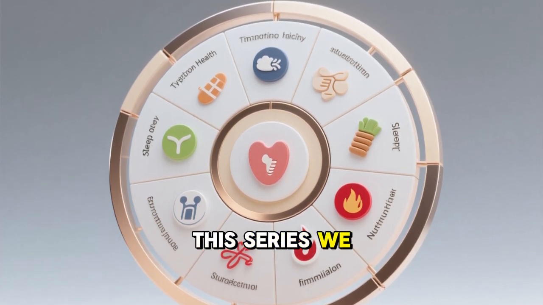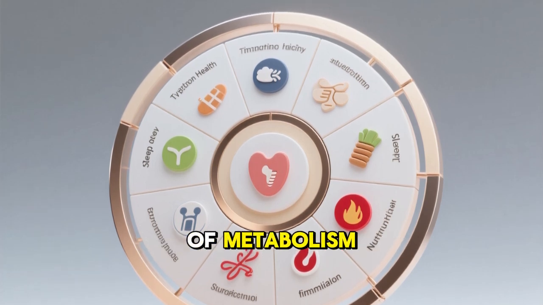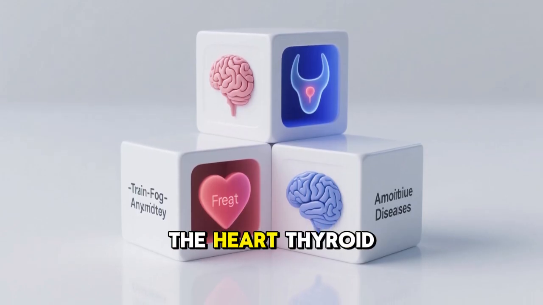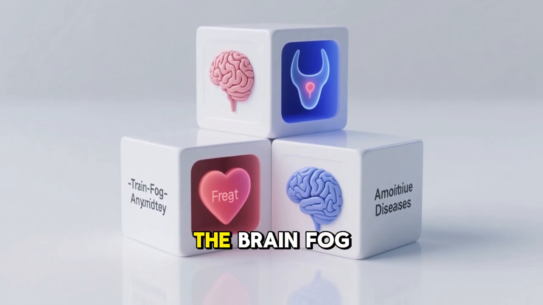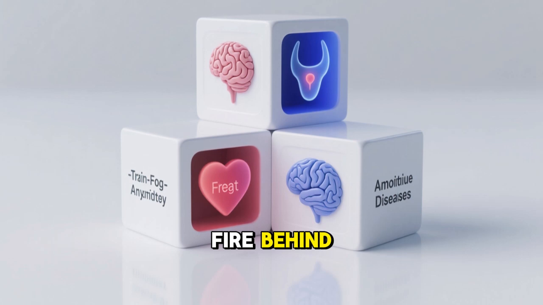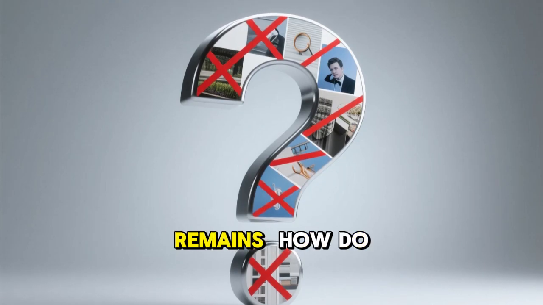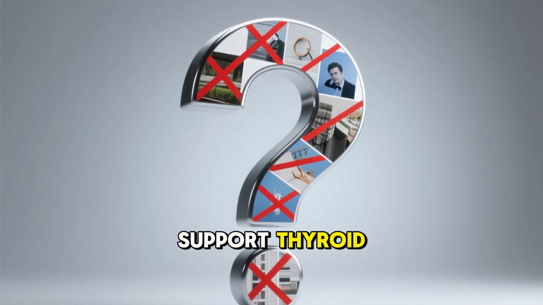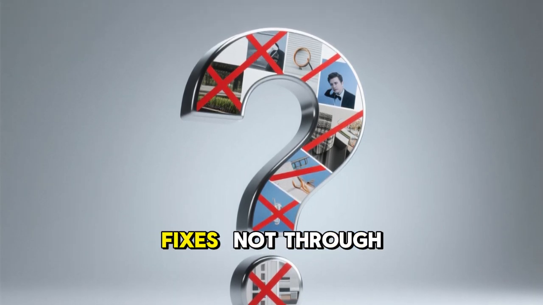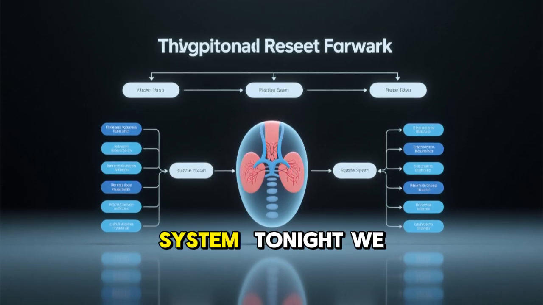Throughout this series, we explored the thyroid from every angle. The molecular furnace of metabolism, the brain-thyroid control axis, the heart-thyroid rhythm connection, the brain fog and anxiety link, and the autoimmune fire behind Hashimoto's and Graves' disease. But one question remains. How do you support thyroid stability long-term? Not through quick fixes, not through metabolic extremes, but through a system.